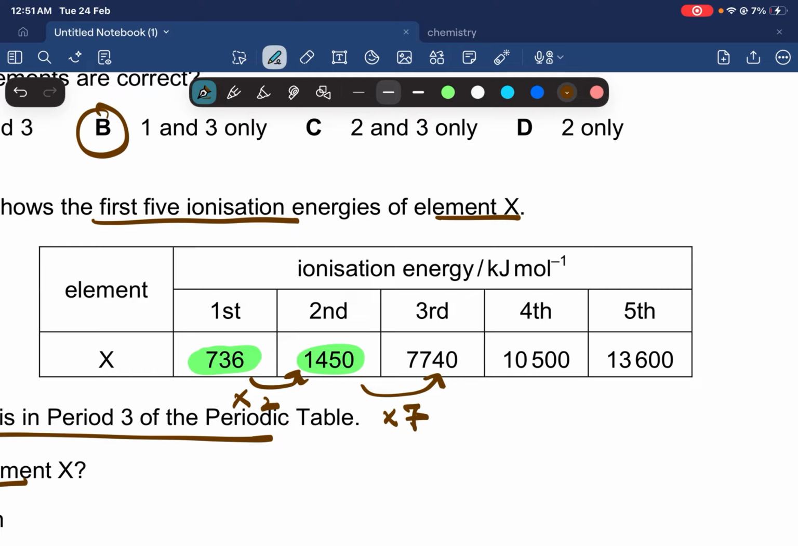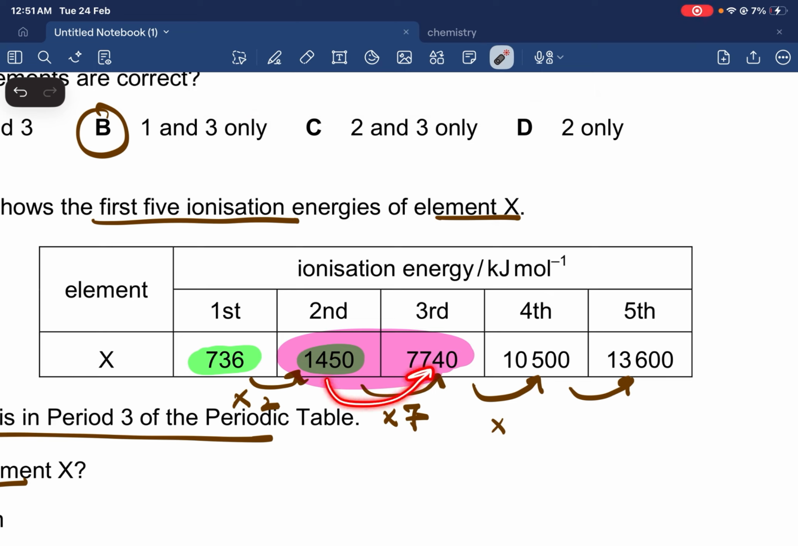This is 2 times, almost. I'm just assuming almost. From 7,000 we're going to 10,000. That's not even double. And from 10 to 13, that's not even double. So the big jump I spotted is between the second and the third ionization energies. You can spot it yourself.